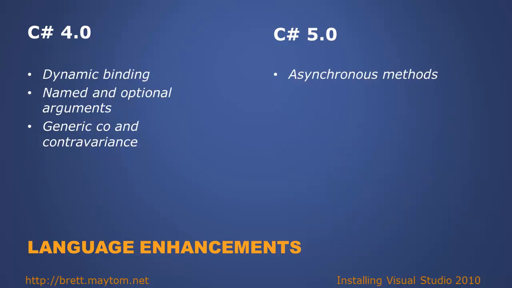Version 4 included dynamic binding, named and optional arguments, and co- and contravariance. In the upcoming 5.0, the syntax now supports asynchronous methods and some other minor improvements. There's also a move towards supporting the new Windows runtime.